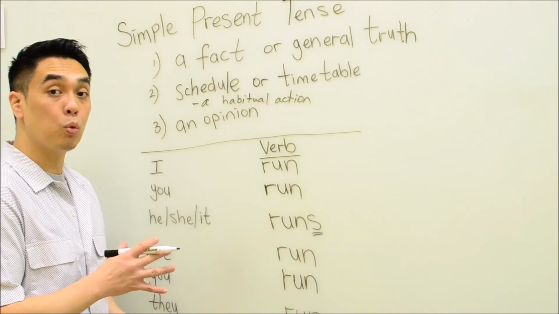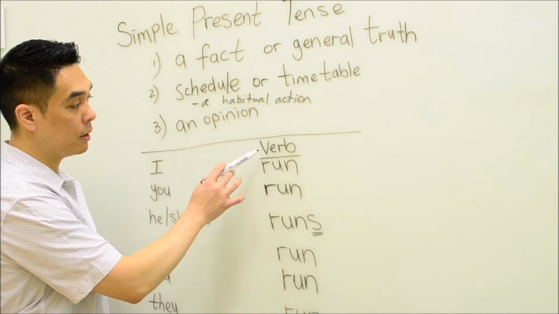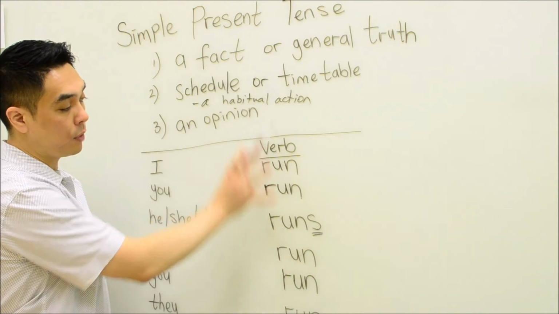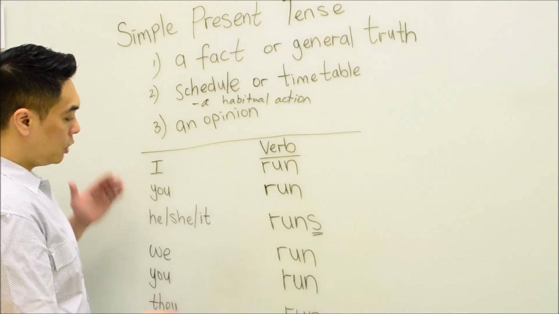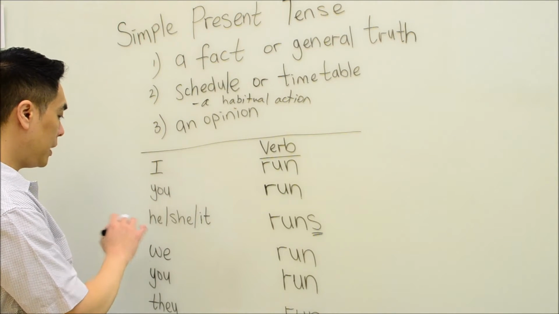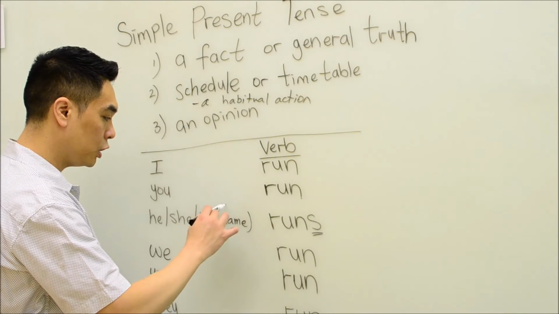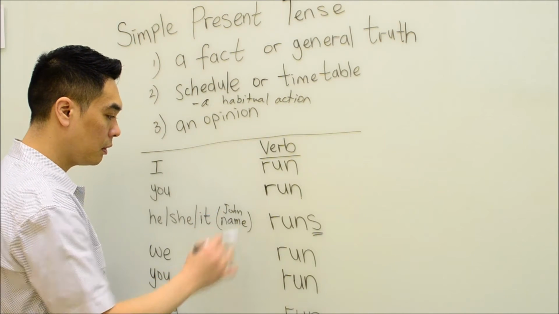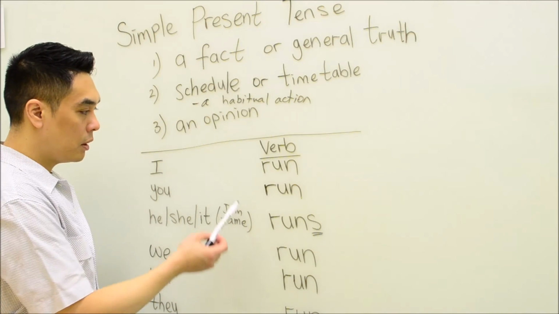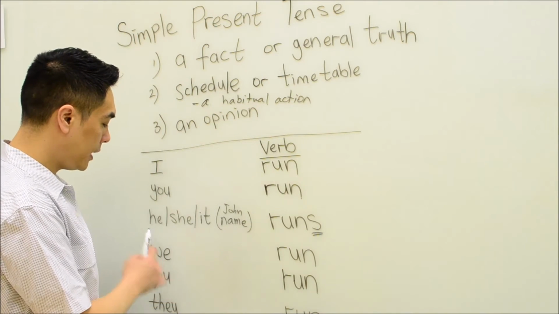Now, that's why we use it, but how do we make it? Well, first of all, remember it always has to do with verbs, and you need to use it with pronouns. He, she, it is kind of special. You can think of it as a name as well. You can put a name here with a word like John. Okay. So, as you can see, we don't change anything, except for at he, she, it.